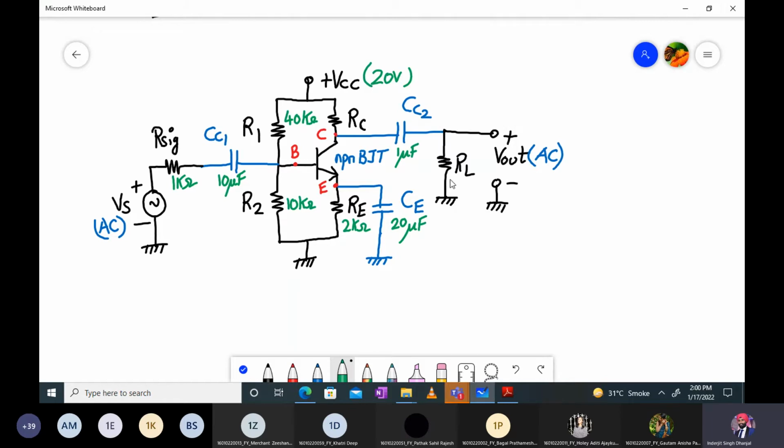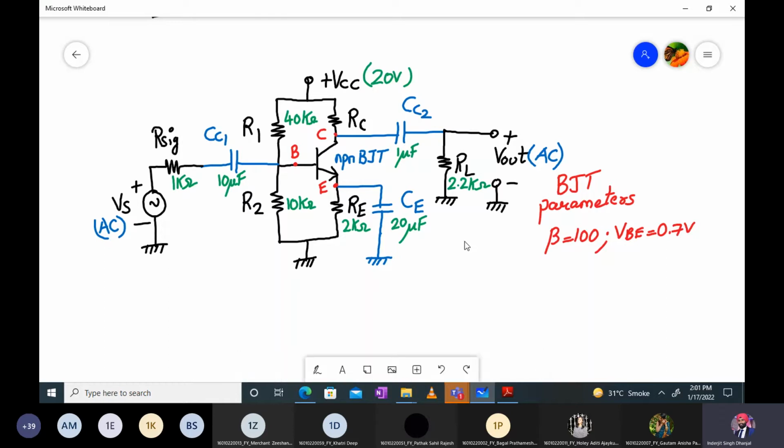RL value is also given. RL value is 2.2k. Okay. So all the values are given. The 6 resistor values and the 3 capacitors and 1 power supply value is given. Along with it, we have been given the BJT parameters. So the BJT parameters which are given over here are, first is beta. Beta is given as 100, and VBE is given as 0.7 volt.